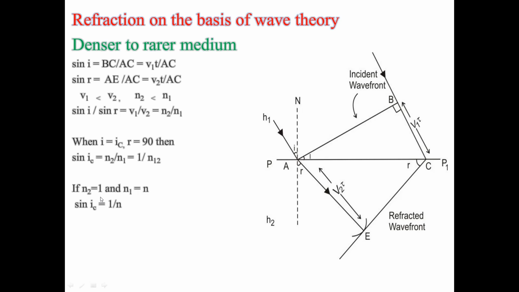If N2 is equal to 1, the second medium is air, and N1 is N, the refractive index of the denser medium, then we can write sin IC is equal to 1 by N. IC is the critical angle. If the angle of incidence is greater than the critical angle, total internal reflection takes place.